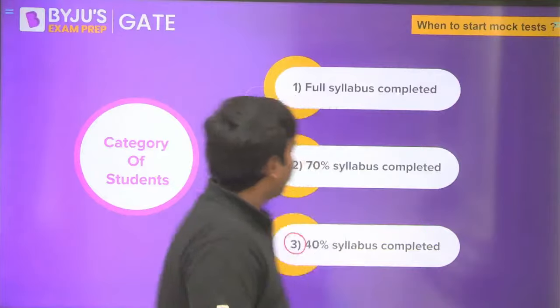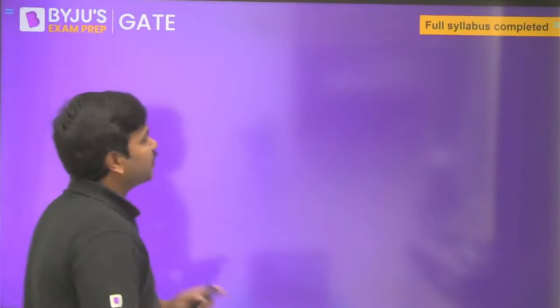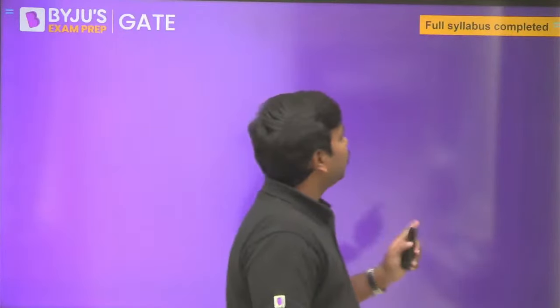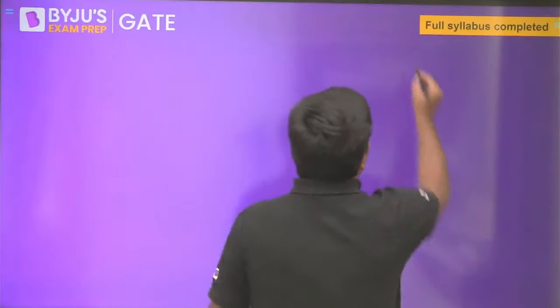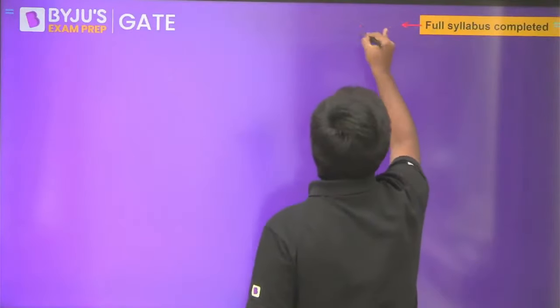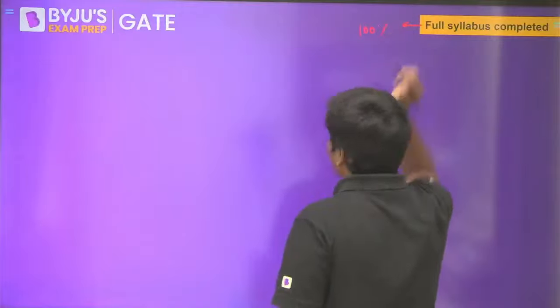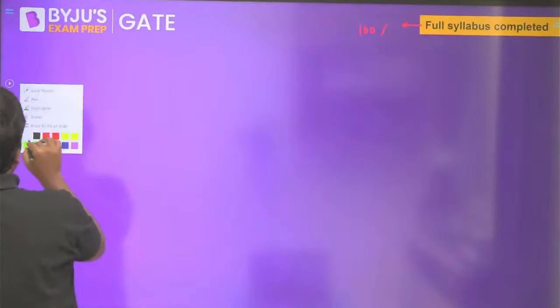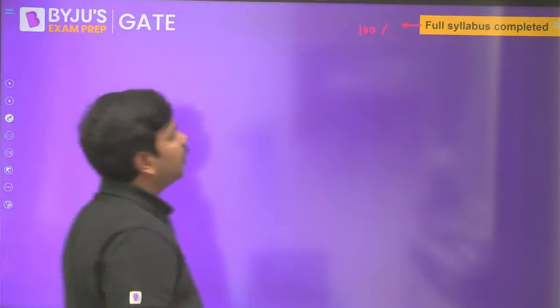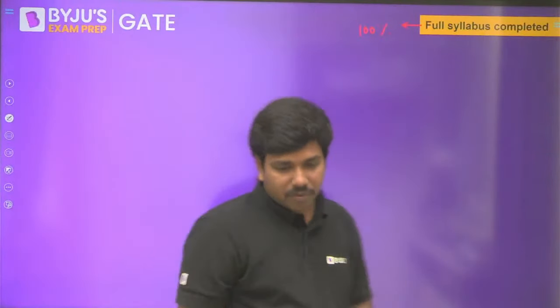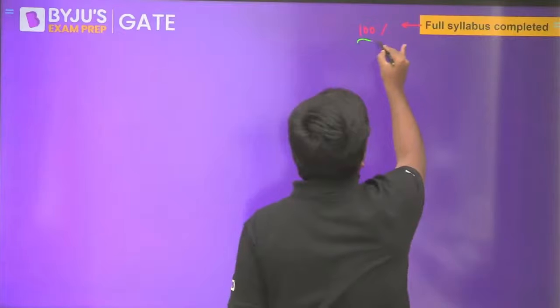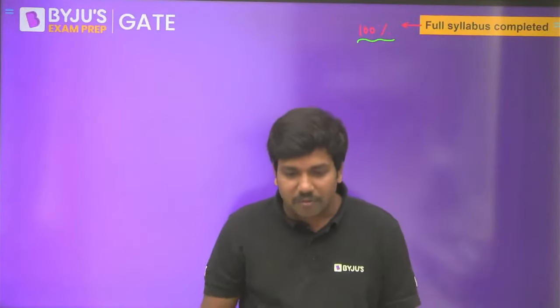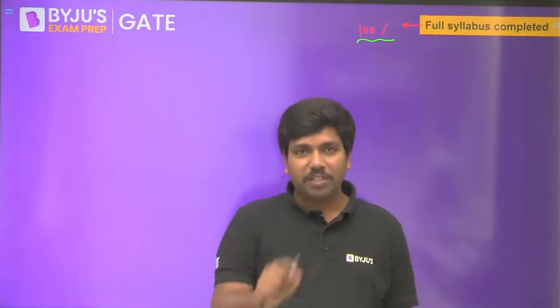So now let's get into the first type of students, the first category. Full syllabus completed means that 100% of the syllabus is done. Very rarely can I find students who have completed the total syllabus, like 100% of the syllabus. If you really complete 100%, then the syllabus is completed, not revision done. Now I am going to say that. Chandrasekhar, please listen here.